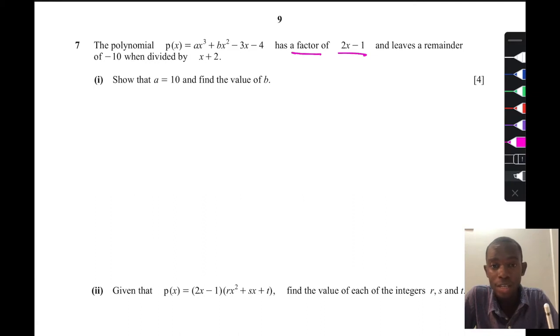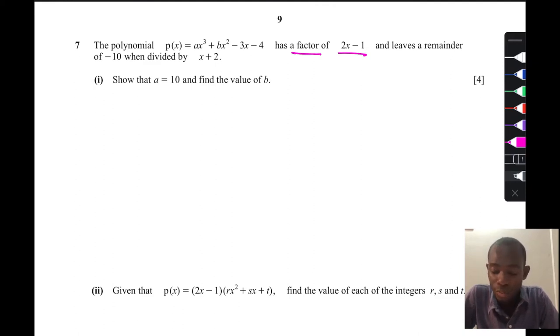So the first thing that we need to understand is what is a factor? Well, a factor in this sense would be that, let's say, two polynomials are factors. So the first polynomial divides the second polynomial without a remainder, then we can say they are factors.